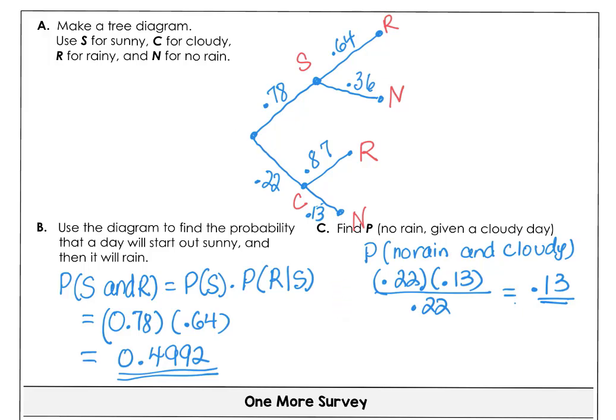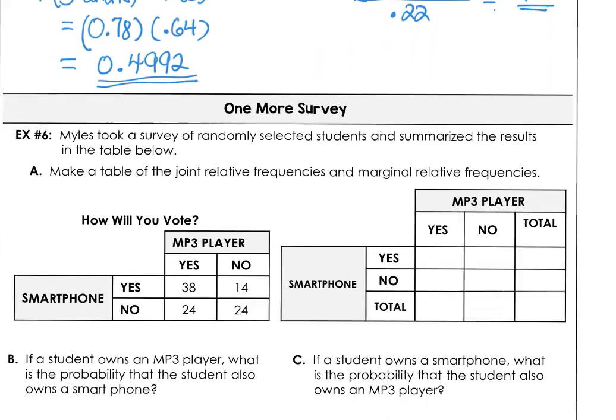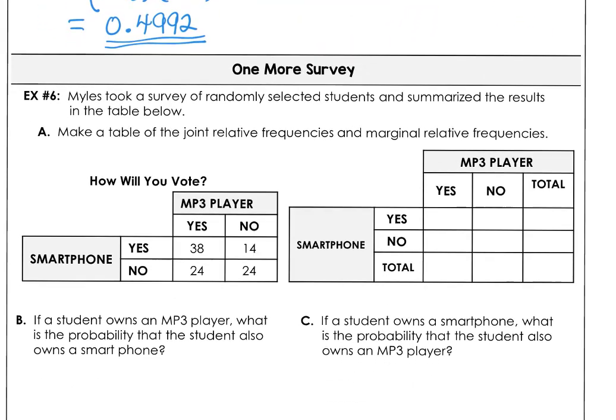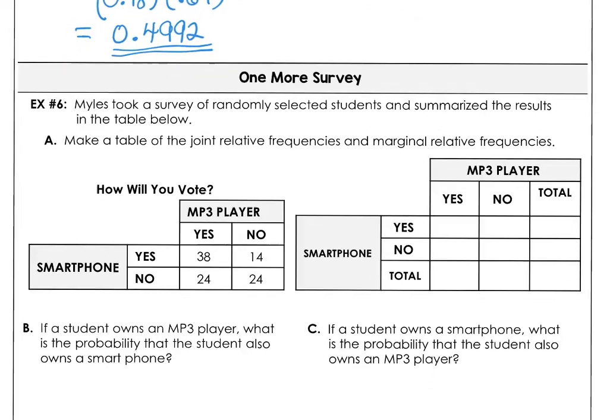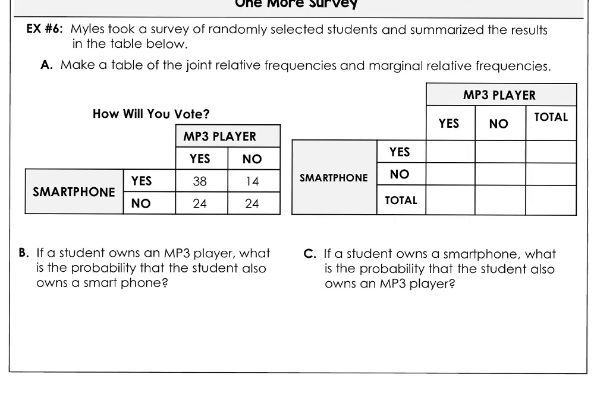Then finally, in our last example, Miles took a survey of randomly selected students and summarized the results in the table below. We want to make a table of the joint relative frequencies and marginal relative frequencies. So again, we've got to add up our columns and our rows. So we got 38 and 24, that's 62. 14 and 24 is 38. 38 plus 14 is 52. And 24 and 24 is 48. So we have 100 people in our survey.